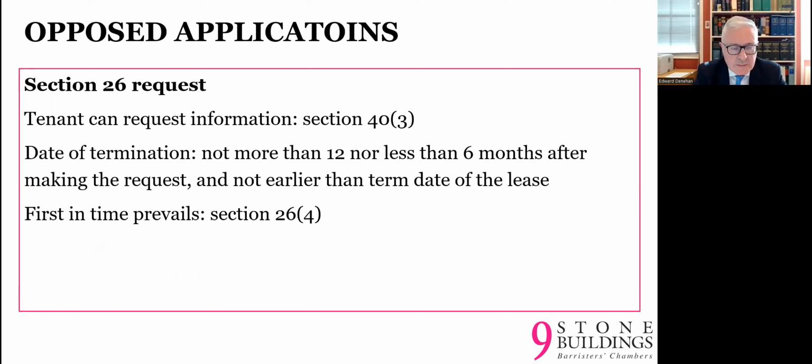The date of termination specified in the section 26 request, again, must be not less than 6 nor more than 12 months, and not earlier than the date that the lease would determine by effluxion of time at common law. So the earliest date of termination the tenant could specify in a section 26 request would be the 24th of March 2024. Section 26(4) describes what happens if we have a battle of notices, section 25 and section 26 request. Putting it simply, the first in time prevails.